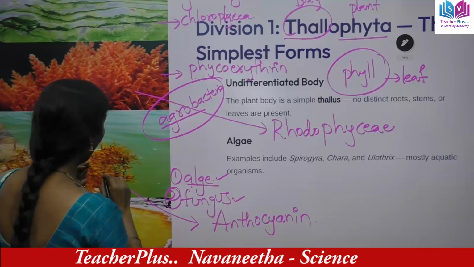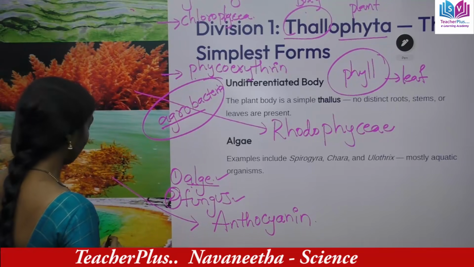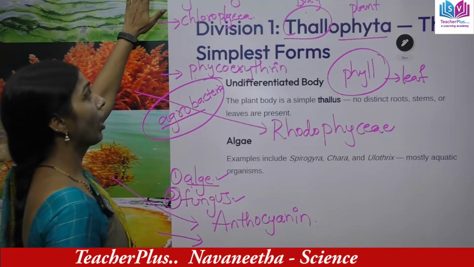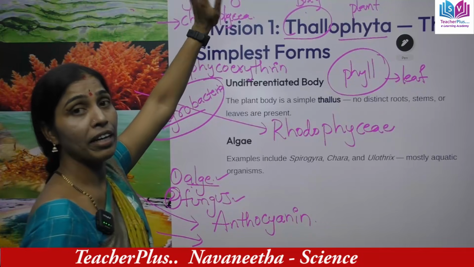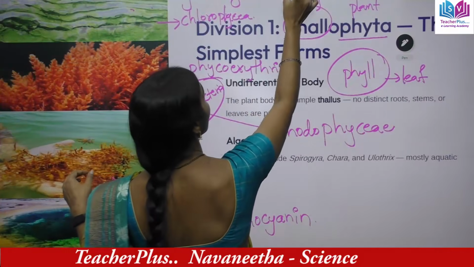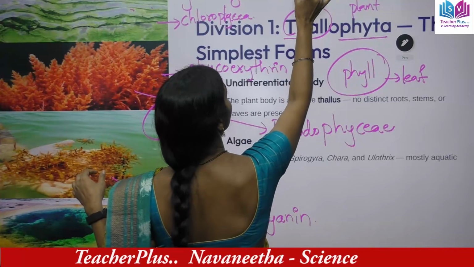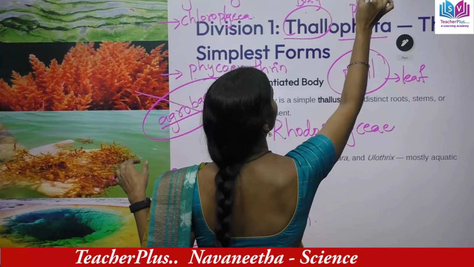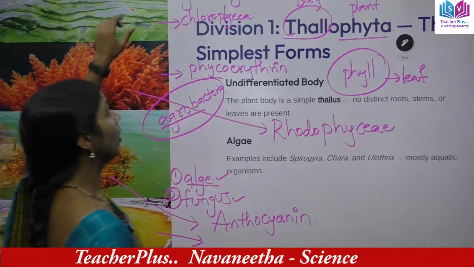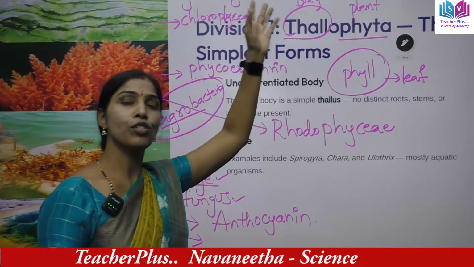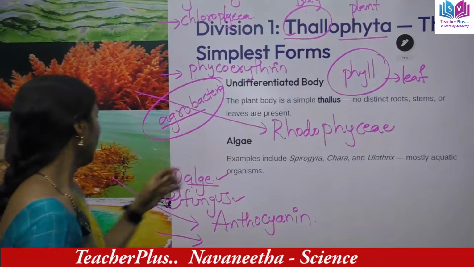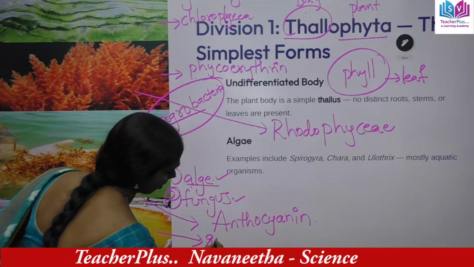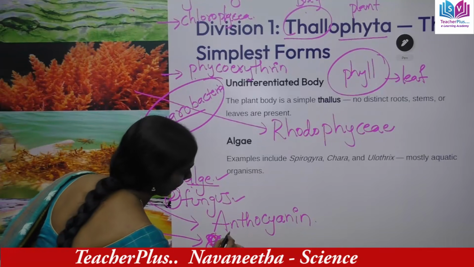Okay, and the next one is blue-green algae. See here, coming to green algae, the two examples are very important. You have to remember that: Spirogyra and diatoms. Spirogyra and diatoms, these two float on the water. And here you have to remember blue-green algae.